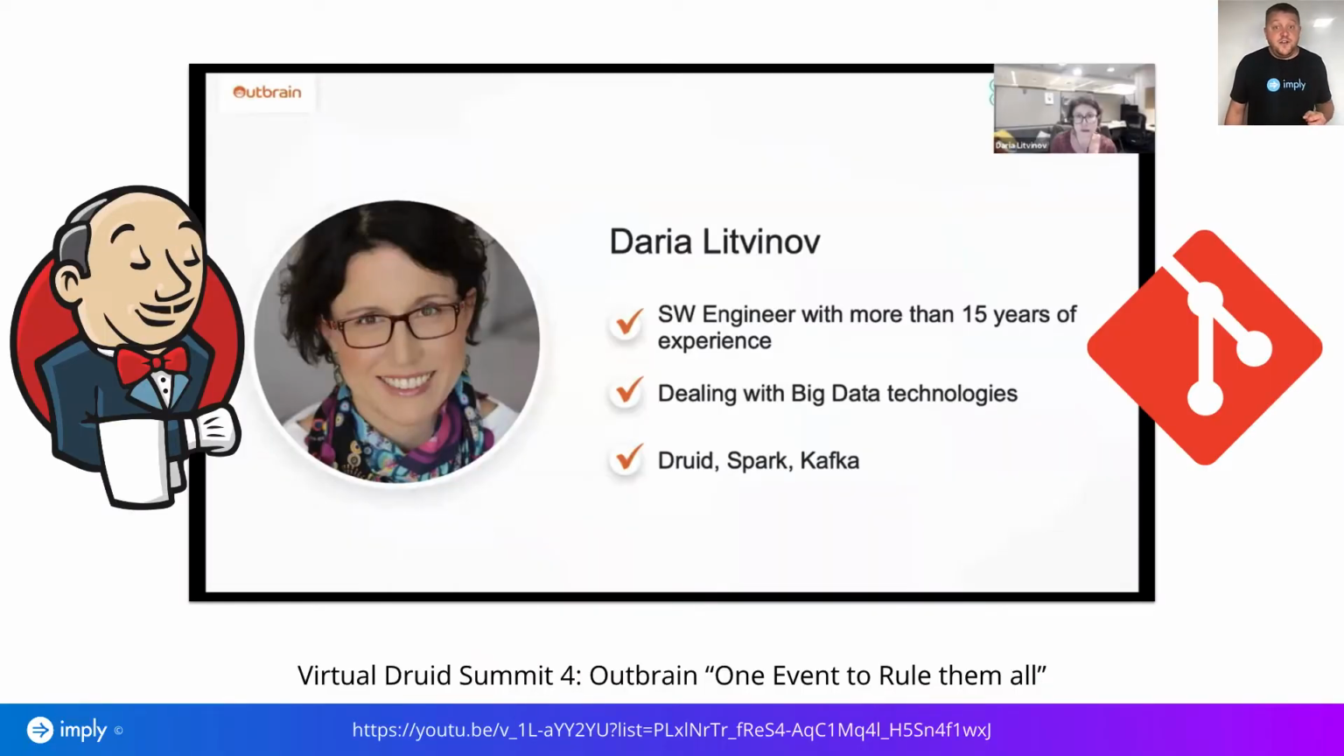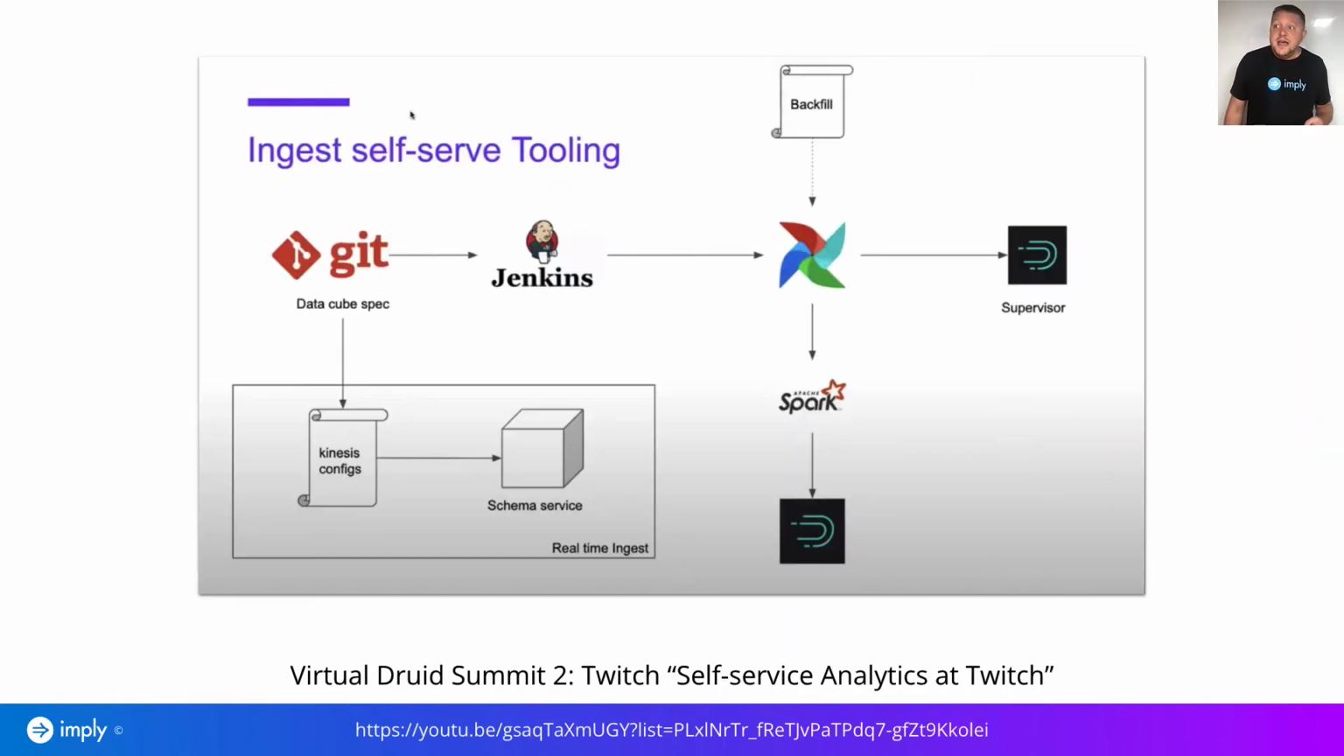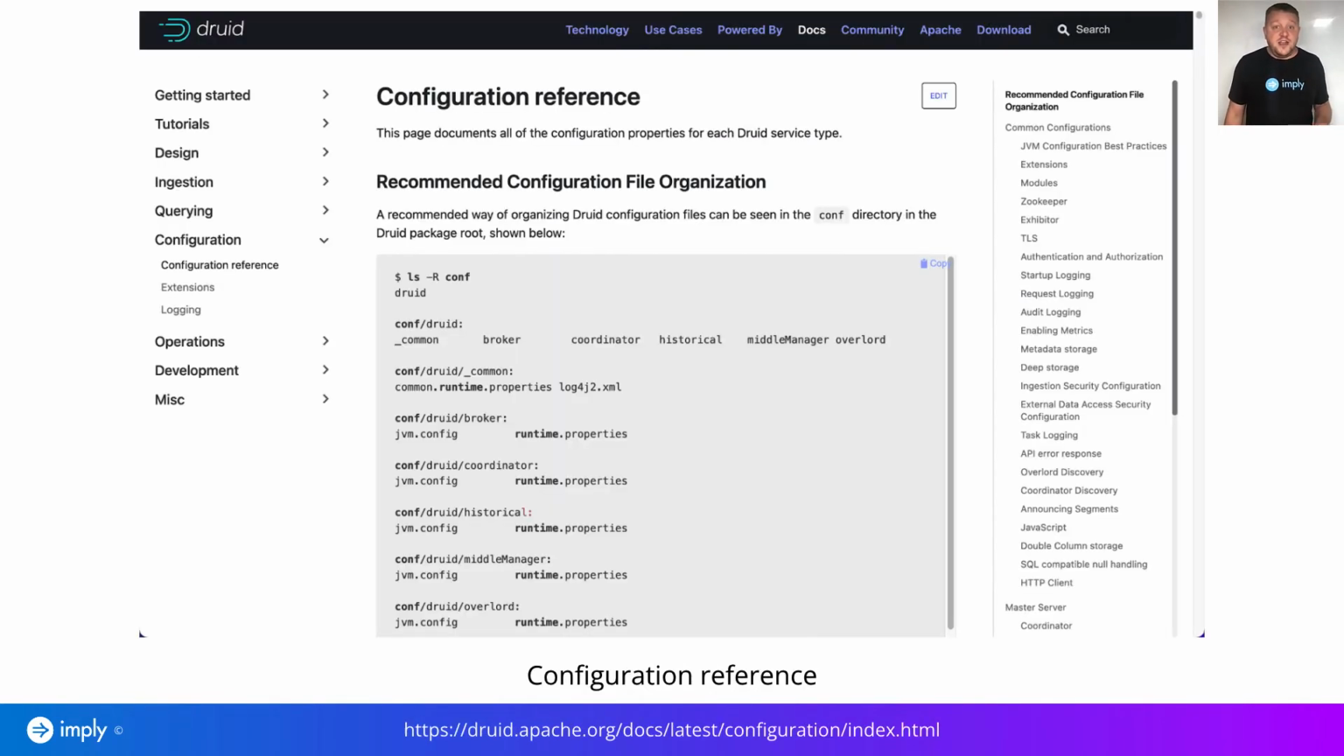Daria Litvinoff, at the end of her Outbrain Virtual Druid Summit 4 talk, spoke about how they are using Jenkins and Git at Outbrain for just this kind of thing. And there's also a brilliant talk by Twitch from Virtual Druid Summit 2. They're again using Git and Jenkins. There's a single place to go in the docs to look at all the configurations. It lists all the levers and knobs you can adjust that you might want to record and to control.